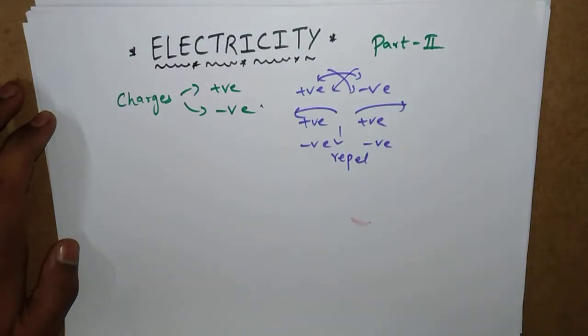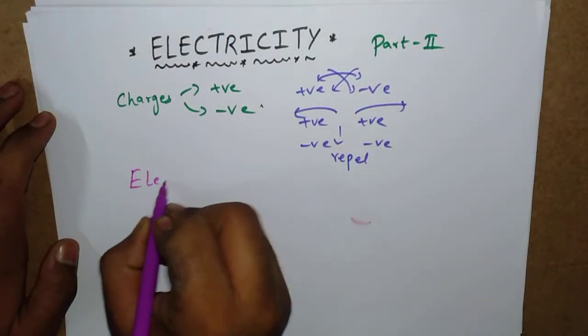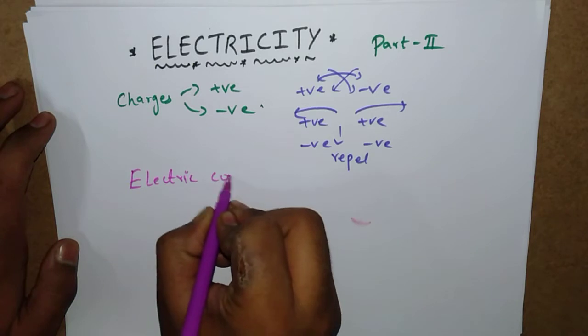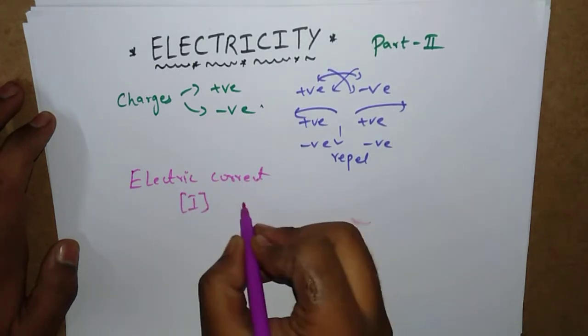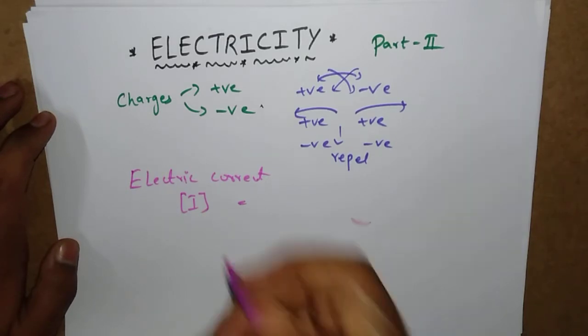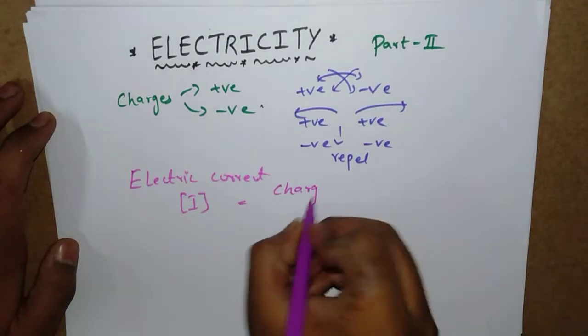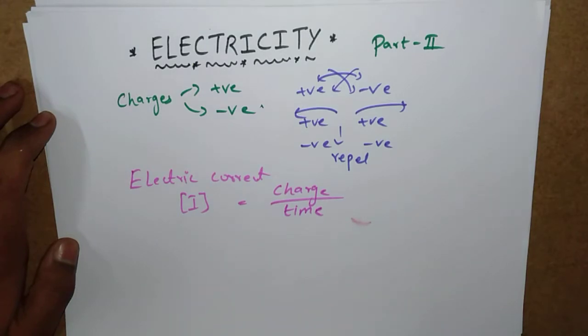These are the charges which I discussed in our previous video, and we also discussed electric current. Electric current is denoted by the letter I. And what is electric current? It is the number of charges passing through the cross section of an area per unit time. Charge per time is called electric current.